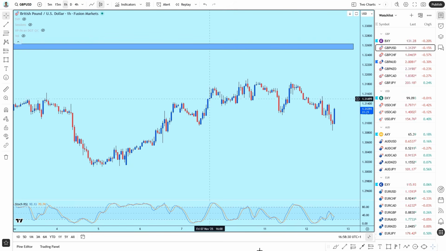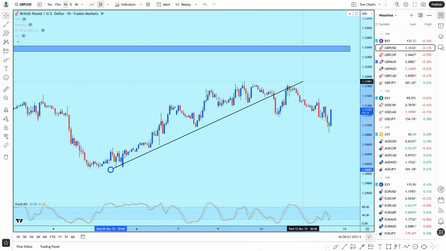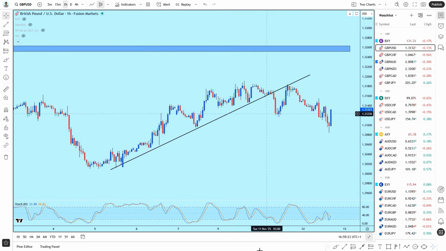Okay, so this is 1 hour time frame and this is British pound US dollar pair. By looking at this pair here, we cannot see a clear structure. But what we can definitely notice here is that price formed this bullish trend. And we can see that when we connect all these higher lows with this bullish trend line. So as we can see, price formed these higher lows that can be connected with this bullish trend line.